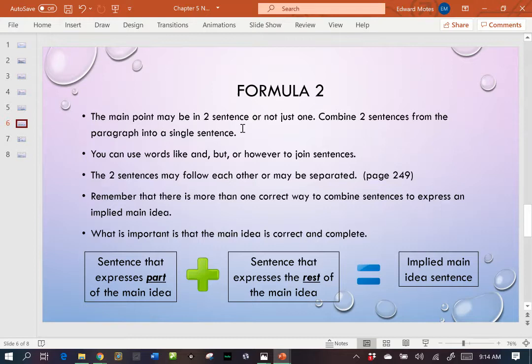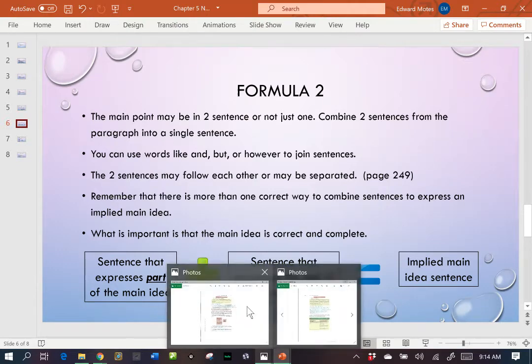Remember, you still have to have your topic in there, and then you have to have the complete main point. And that main point might be in 2 parts, in 2 sentences. So it's our job to make sure that we put those 2 main points into one sentence. Let's take a look at exercise 2 on page 249 of the book.